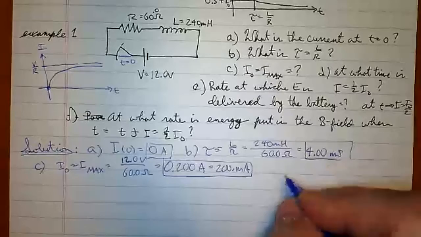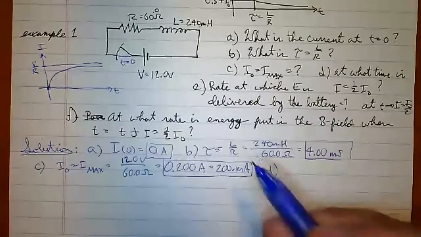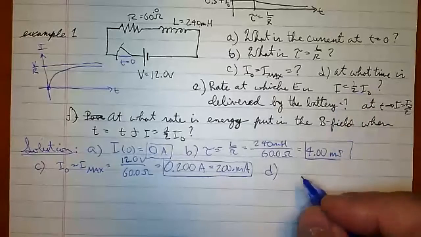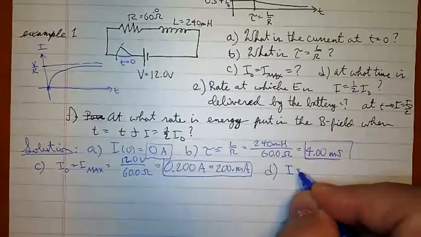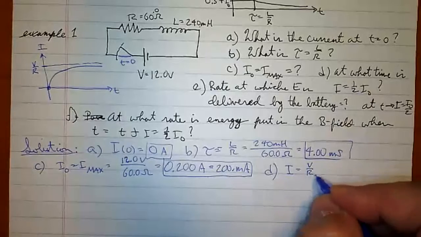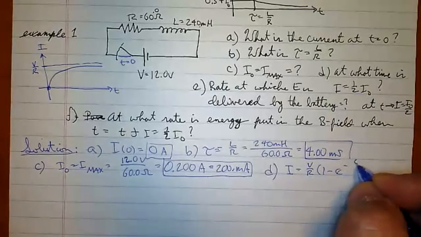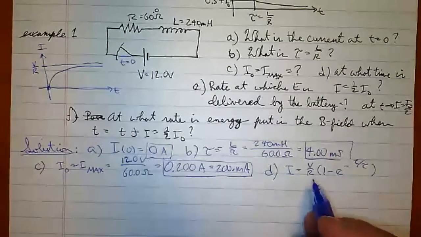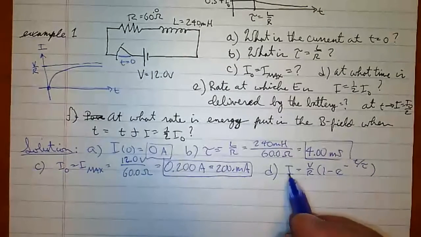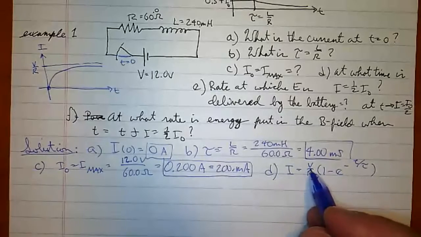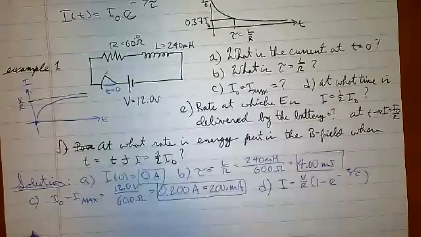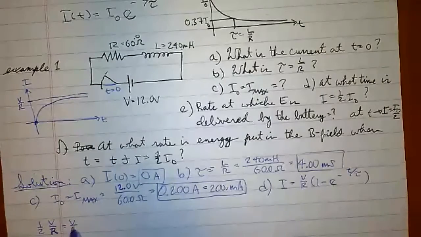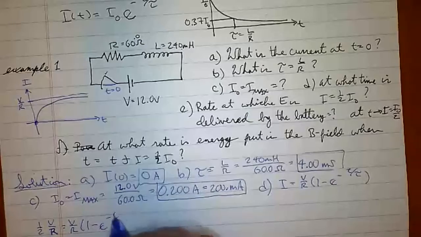All right, part D. So here's where we're going to make use of the equation that we derived last time. It says, at what time is I equal to 1/2 I0? Well, the equation that we derived last time was I is equal to V over R times 1 minus e to the negative t over tau. Y'all remember deriving that? So what we're trying to do is find the time such that this is 1/2 of that value. So I'm going to say 1/2 of V over R is equal to V over R times 1 minus e to the negative t over tau.